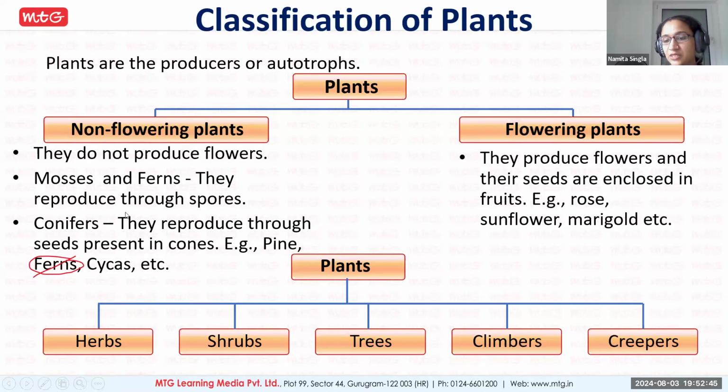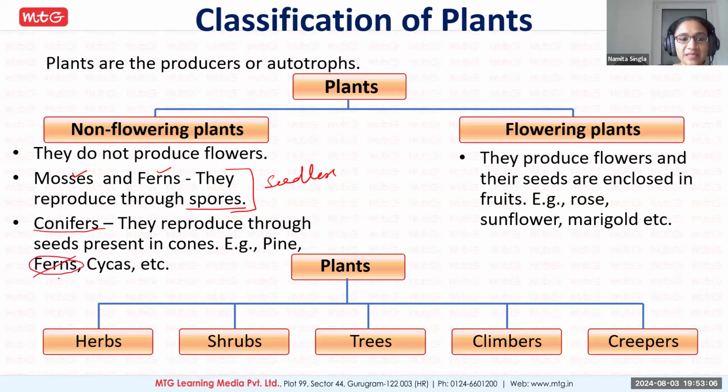Whereas in mountain regions, many plants are there which do not flower. Examples are mosses, ferns, and conifers. Mosses and ferns reproduce by means of spores. They do not give flowers or fruits or seeds. These kinds of structures are not there. They are seedless plants, mosses and ferns.